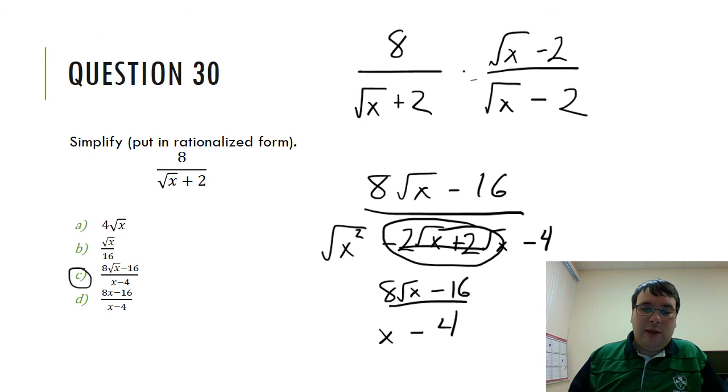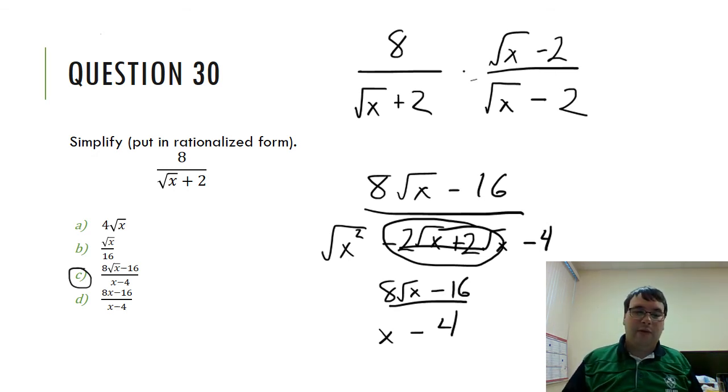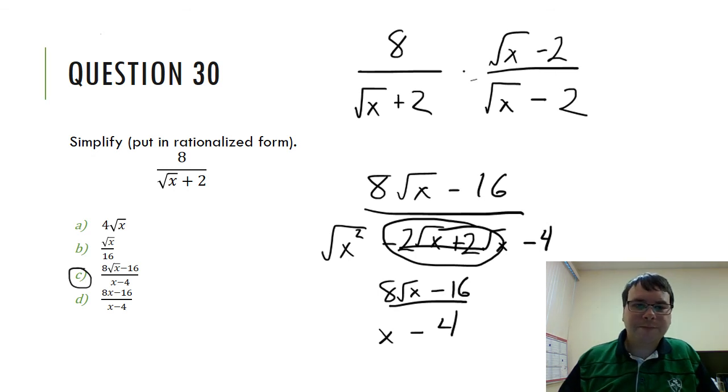Minus 2 square root x plus 2 square root x minus 4. But check it out, those middle terms, they go bye-bye. Square root of x squared is just going to be x minus 4 here. Top did not change. So you have 8 square root x minus 16 over x minus 4. Ask yourself, is that a choice? You betcha.